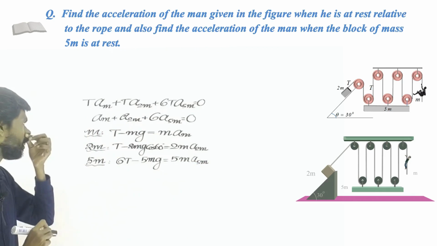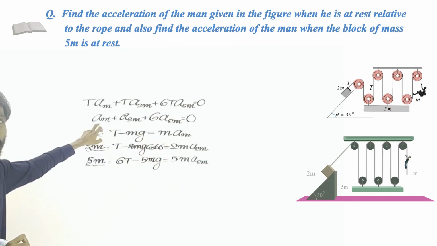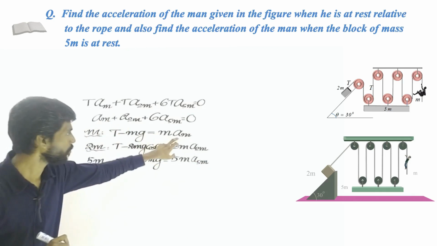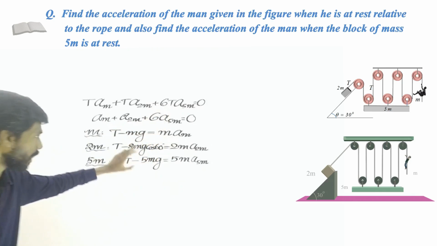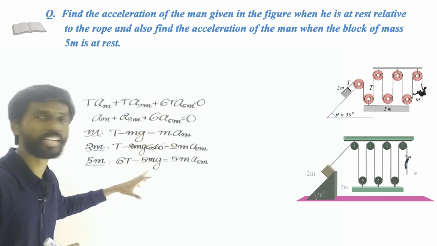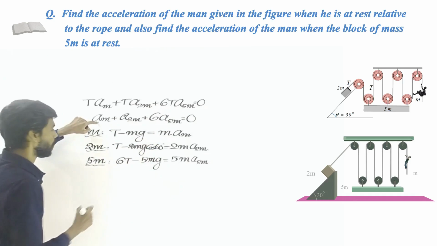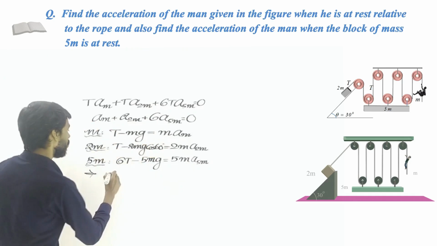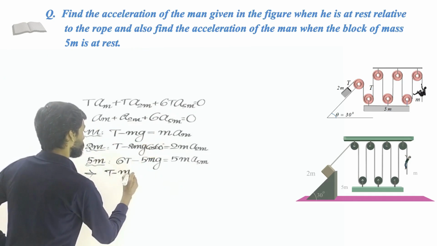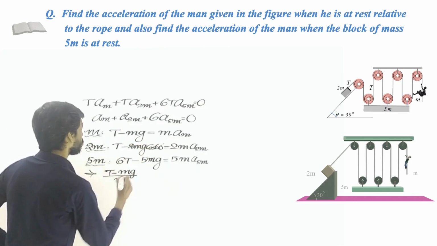So how will you solve these three equations? You have to substitute these values. Okay, so what is a_m? That can be substituted here. Similarly a_2m, a_5m. Substitute all these values in this equation, so we will get the answer. So a_m here is T minus mg divided by m.